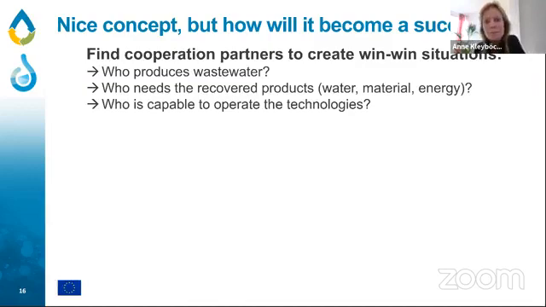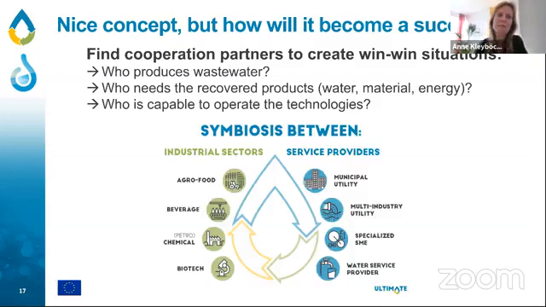It will be the one who produces the wastewater. It might be the one who has a demand for the products you will produce, and the one who's capable of operating the technologies. And if you have such a nice consortium, this is also called a symbiosis. So you have a cooperation between partners to create win-win situations. And this is also what we do in Ultimate. There we have 9 different symbioses between the industrial sector and service providers.